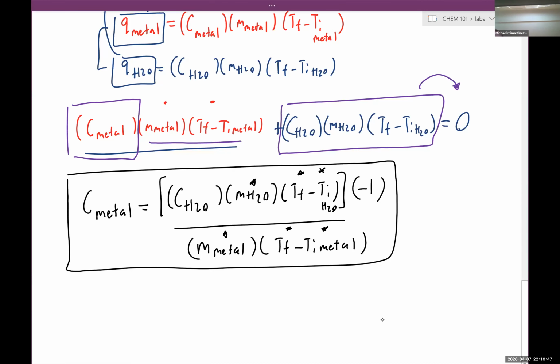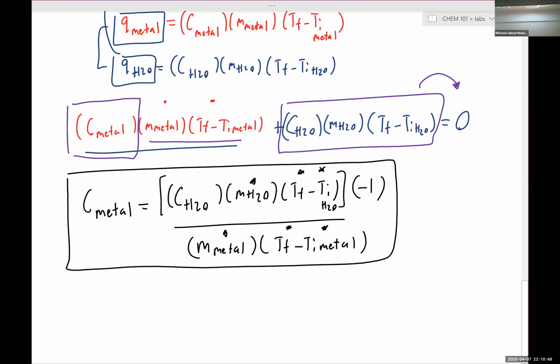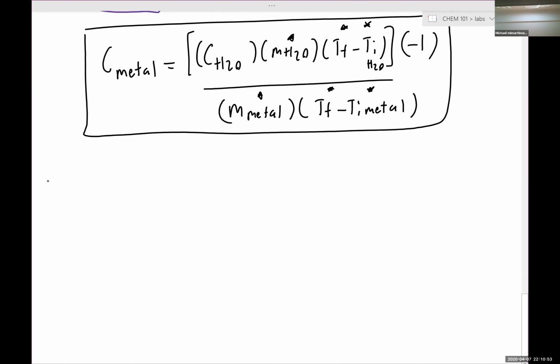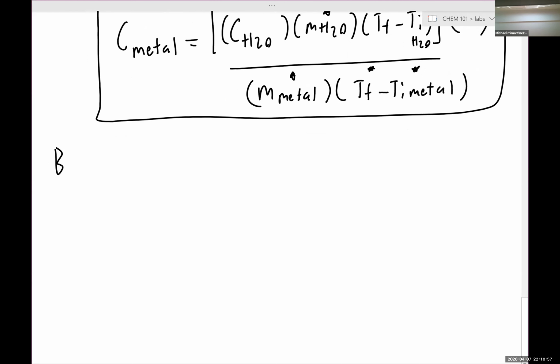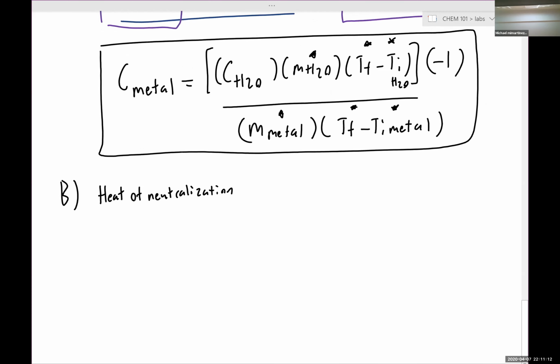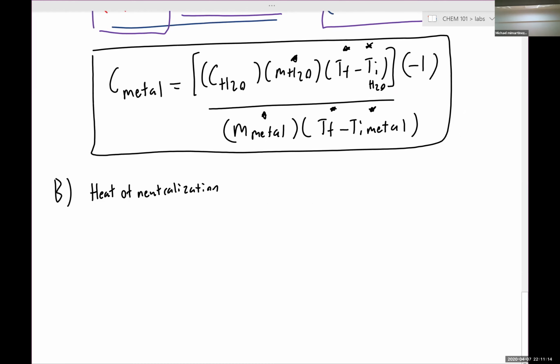Okay, so let's talk through part B now. In part B of the experiment, what we're going to be measuring is the heat of neutralization. So let's explain a little bit about what the heat of neutralization means.